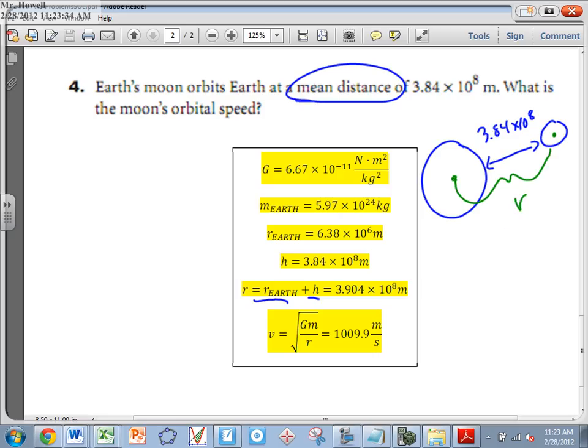So we have to tack on the Earth's radius, because that adds to the distance. That's this part here, the Earth's radius plus h. h is really just this distance here, plus the radius of the Moon. But the radius of the Moon is so small compared to the Earth and its distance that we just completely ignore it. Any satellite that's orbiting something, we don't really include its radius.